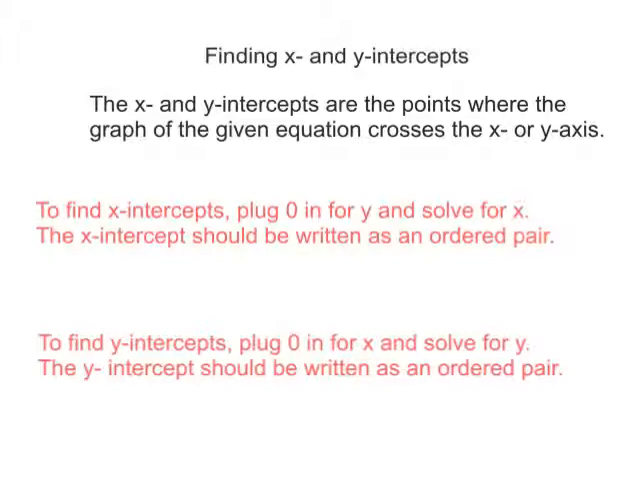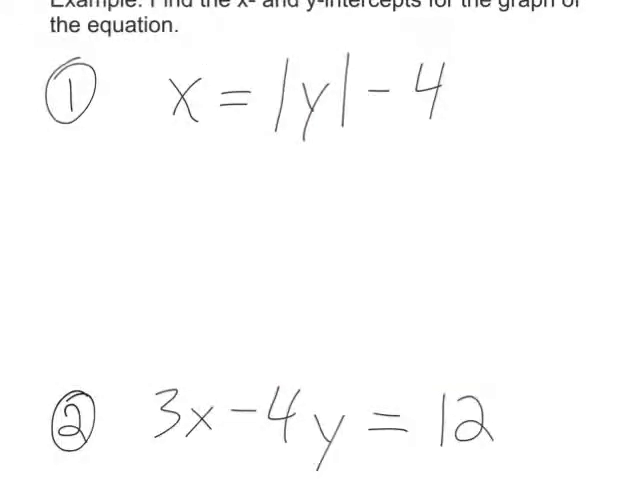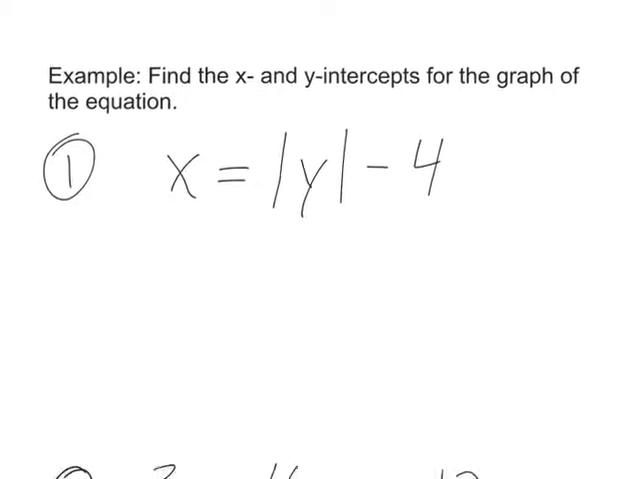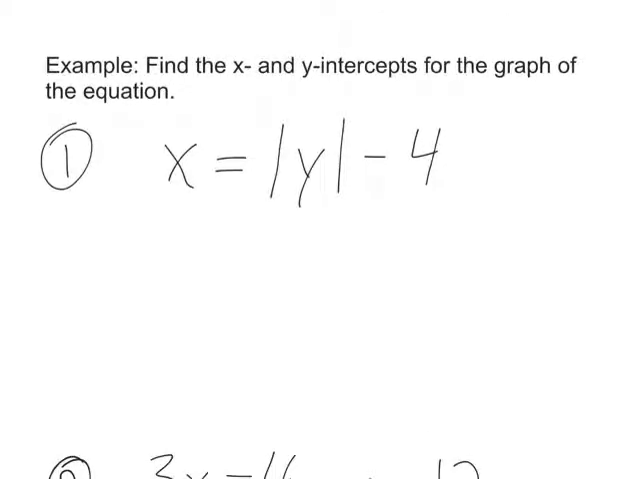All right, let's take a look at an example. A couple of examples, actually. Find the x and y intercepts for the graph of the equation. So here's our first equation. We've got x is equal to the absolute value of y minus 4. So this is an absolute value equation.